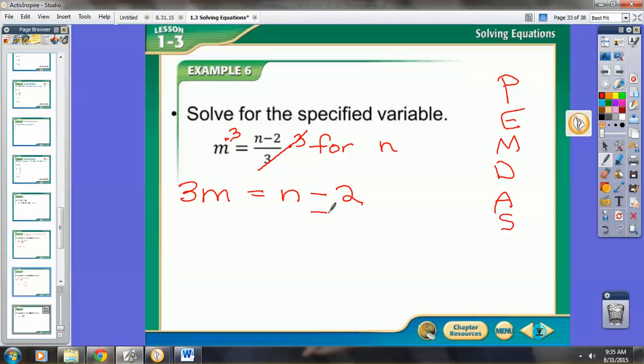Now what do we do to solve the equation for n? Add 2. N equals 3m plus 2. And remember, you can't add the 3 and the 2 together because, why? They're not like terms.